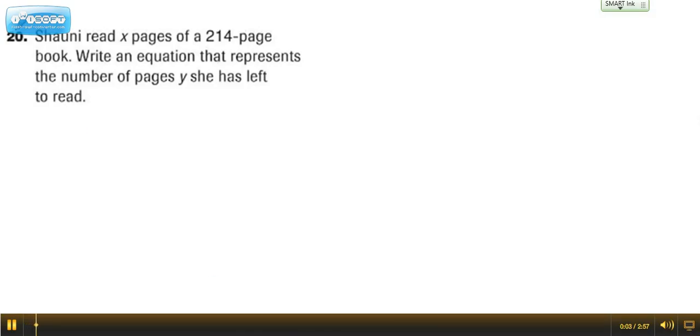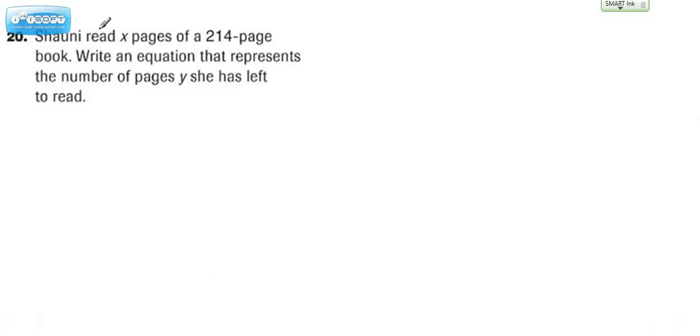We're taking a look at question number 20 from practice test 9. Shawnee read X pages of a 214-page book. Write an equation that represents the number of pages Y she has left to read.